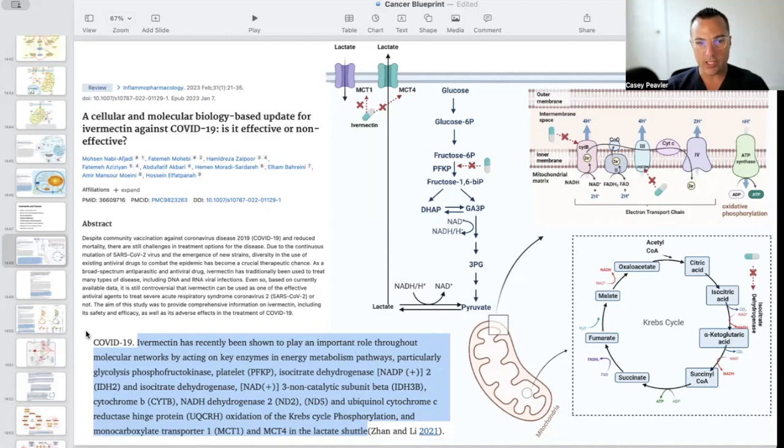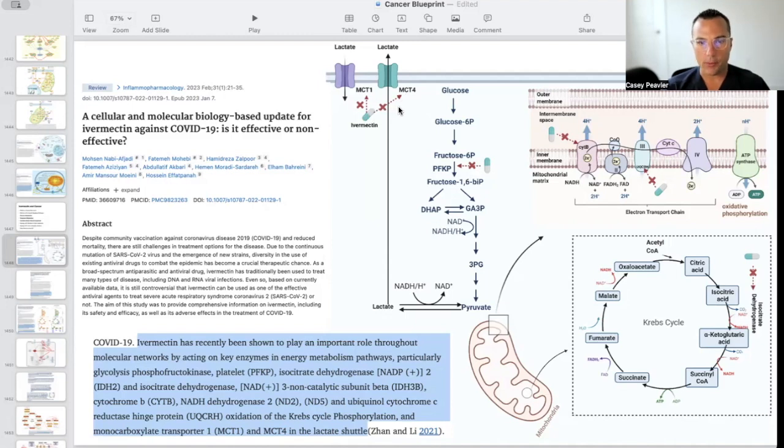And what it says here in this paper is that ivermectin has been recently shown to play an important role throughout molecular networks by acting on key enzymes and energy metabolism pathways, particularly glycolysis phosphofructokinase platelet type, which is critical because we've seen that that is a very common isoform of PFK within cancer, isocitrate dehydrogenase, cytochrome B, NADH dehydrogenase 2, and ubiquinol cytochrome C reductase hinge protein oxidation in the Krebs cycle phosphorylation, and monocarboxylate transport 1, MCT1, and MCT4 in the lactate shuttle. So some of these are probably more critical to cancer biology than others. In particular, the blockade or the inhibition of PFK and the inhibition of these lactate transporters.